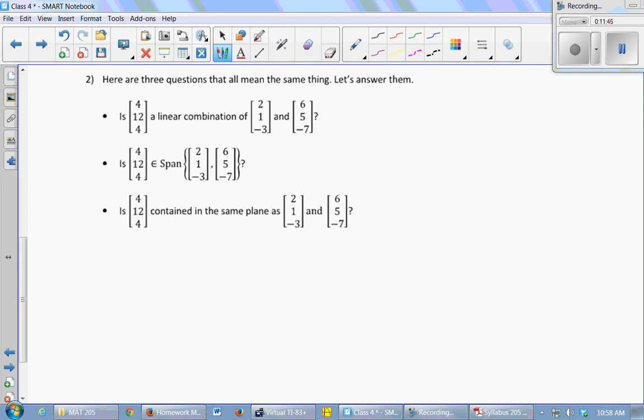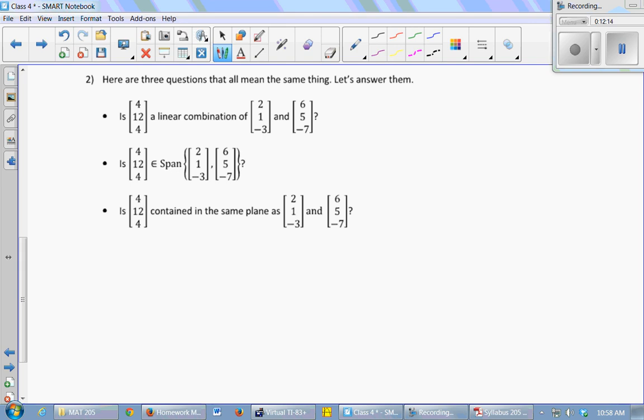And then the third way I could ask it, and this is only for 3 entry vectors, is 4, 12, 4 contained in the same plane as 2, 1, negative 3, and 6, 5, negative 7? Okay, so any 2 vectors in R3, and R3 means 3-dimensional space. Yep. Any 2 vectors in 3-dimensional space, if one is not a multiple of the other, determines a plane.